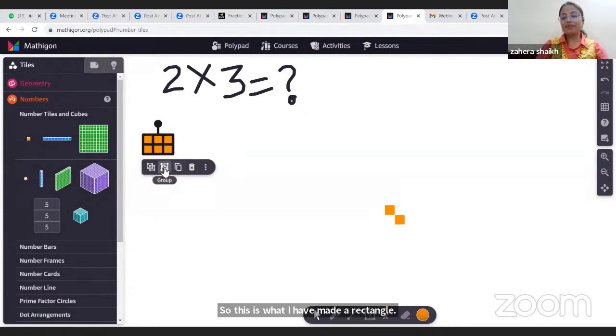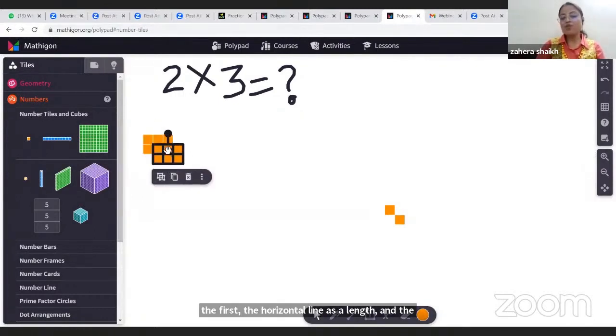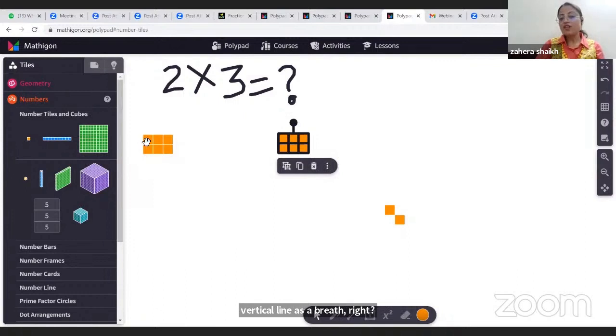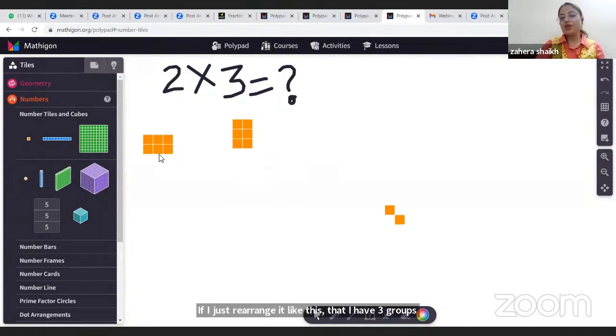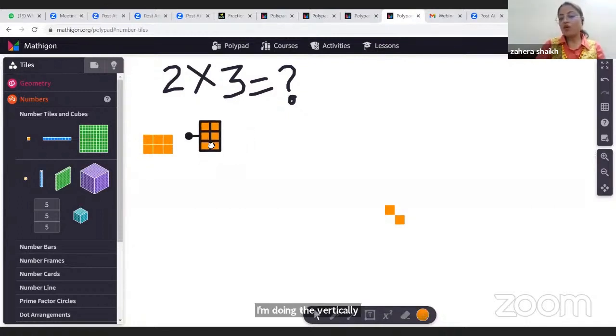A rectangle, where I can relate the horizontal line as a length and the vertical line as a breadth, right? So what exactly am I doing? Here I can see that 2 groups of 3 makes 6. If I rearrange it like this, I have 3 groups of 2, which again makes 6. Here horizontally I'm making the grouping, and I'm doing it vertically too, right? This is nothing but called an array.